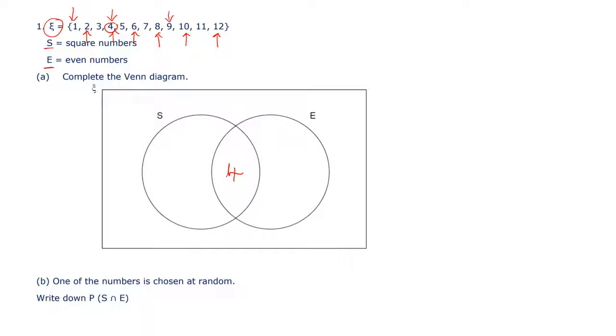so we'll put that in the intersection there. So now I've got a 1 and a 9 to go in square numbers, and the even numbers that are left are 2, 6, 8, 10 and 12. And then this is what some of you always forget to do. You've done all that and then you move on to part B. But actually you still need to include the numbers that we haven't looked at yet, which are the 3, 5, 7 and 11. So you can just put them on the outside somewhere.